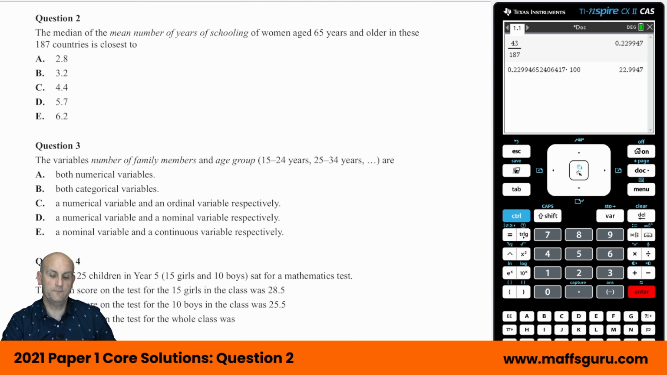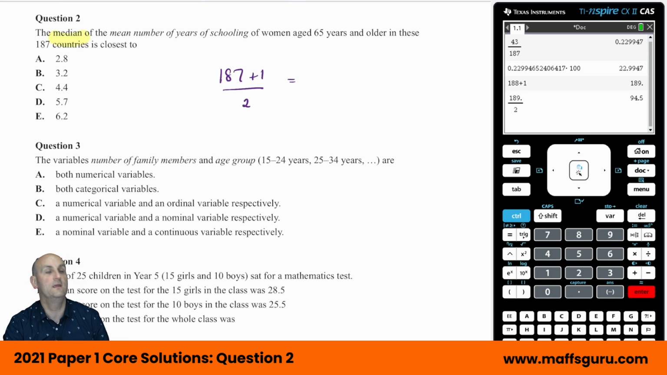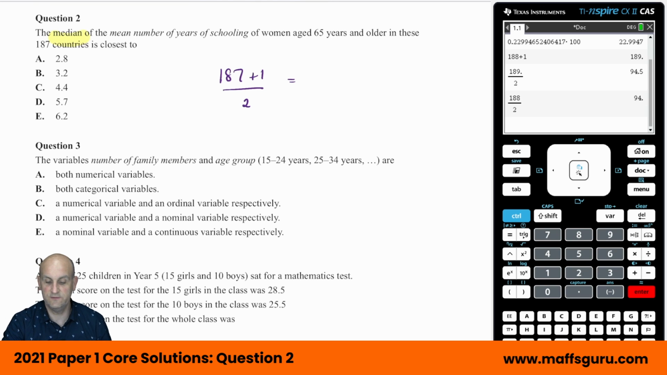The median of the mean number of years of schooling of women in these ages is closest to, right, median. I know that to find the middle number, we take the number of data items, add 1, and divide by 2. So 187 plus 1, I am tired of making mistakes, all right? So 188 divided by 2, let's try that one again, 94. So I want the 94th data item. That will be my median.